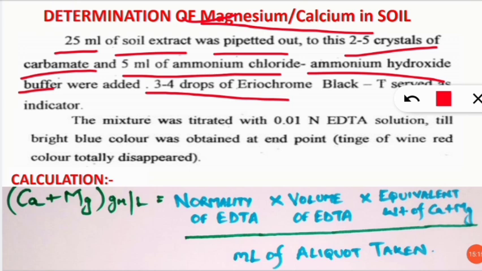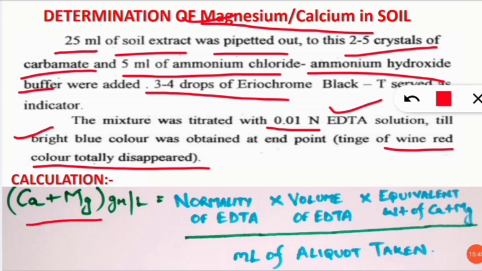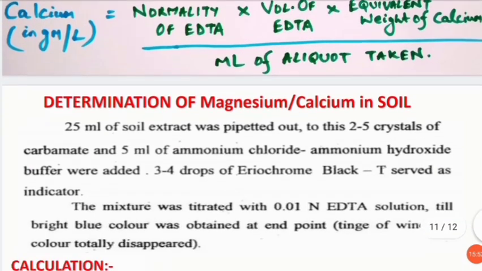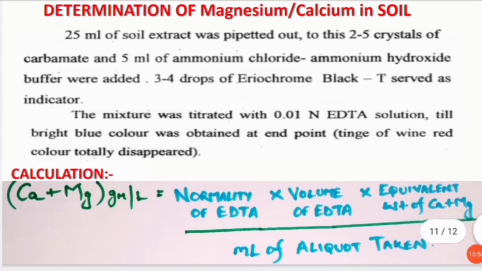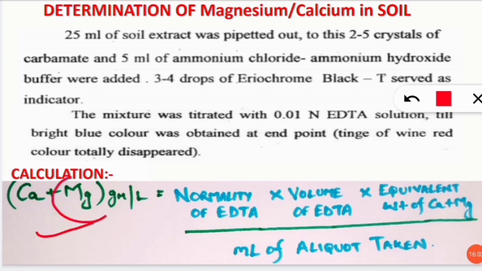Eriochrome Black T is the indicator, and when this is titrated against 0.01 normality EDTA solution, the wine red color will totally disappear and a bright blue color will appear. That will be the end point for the determination. After that we will be able to calculate calcium and magnesium together present in gram per liter. In the previous slide we discussed how to calculate calcium, and here we calculate calcium plus magnesium. We will subtract the previous calcium value, and then we will get the magnesium.